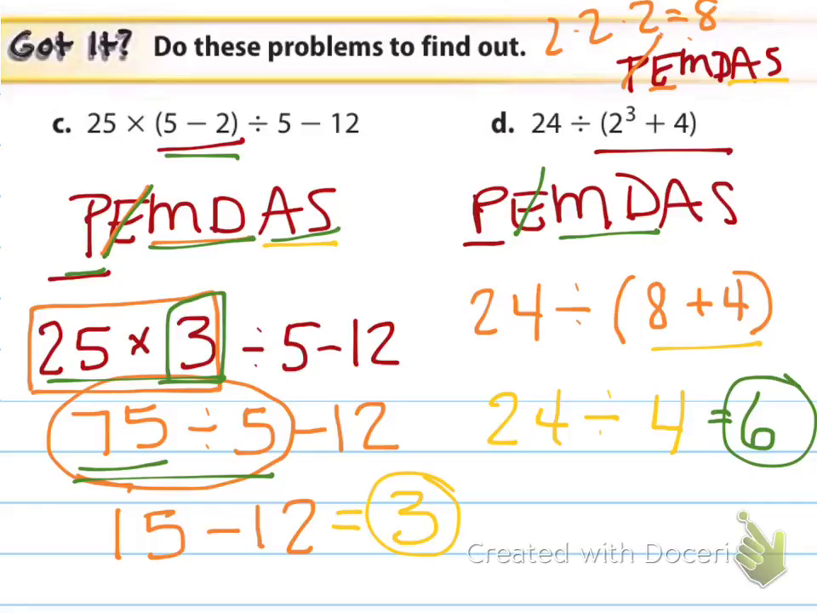For D, I had 24 divided by, and the first thing I had to do inside my parentheses was exponents, because remember, once I'm inside parentheses, I do my PEMDAS all over again. And so I did 2 times 2 times 2, which was 8. 8 plus 4, which was 12.